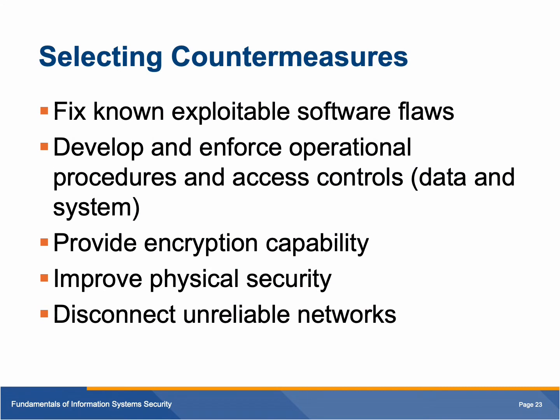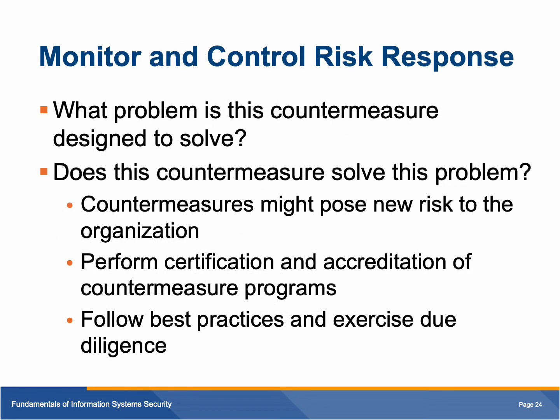So we're going to be selecting countermeasures, right? Once we've identified the risk, we've made some kind of decision of what are the risks that we want to mitigate. So what are we going to do? How are we going to fix the flaws, the vulnerabilities, to try to reduce the likelihood of a threat exploiting a vulnerability? So can we eliminate some of these? Can we fix the bugs, basically, the vulnerabilities? Can we put in place some procedures, operational procedures, and access control procedures? Can we develop them? Can we make sure that they're working? Can we provide encryption? Can we improve the physical security? Can we remove the unreliable networks that we're connecting to?